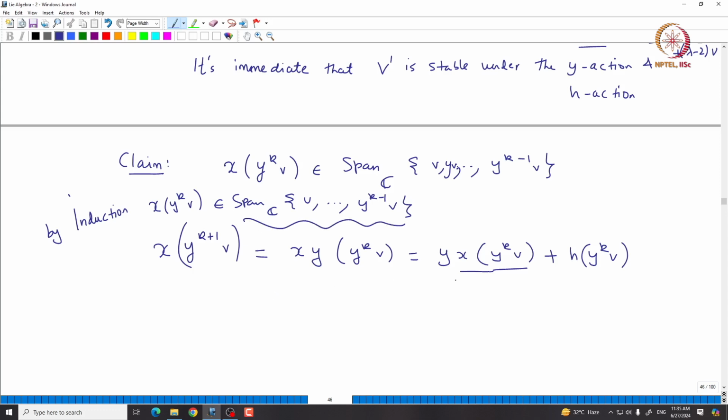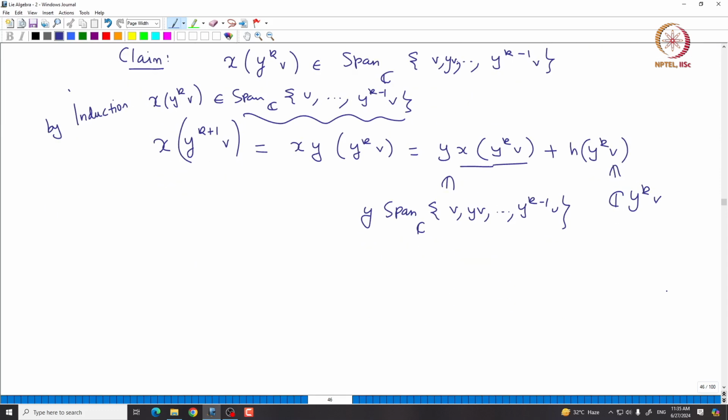So, that means this element is going to lie inside the span of y times v, y v, etc., y power k minus 1 v, and similarly this is there inside y power k v, because this is being an eigenvector. So that means this sum is going to lie entirely inside the span of v, y v, etc.